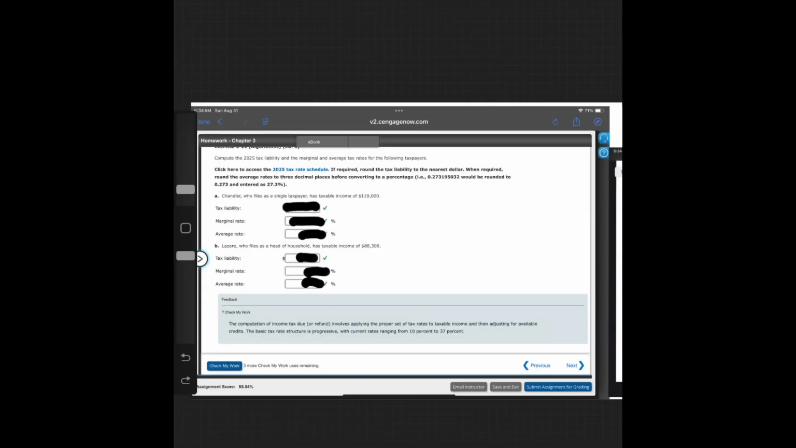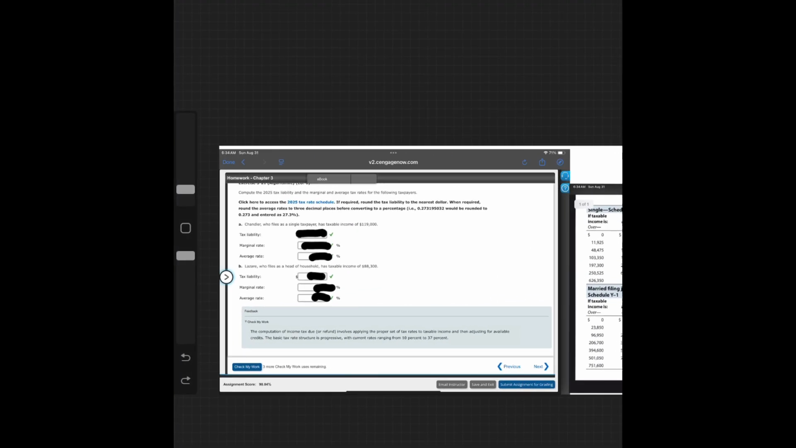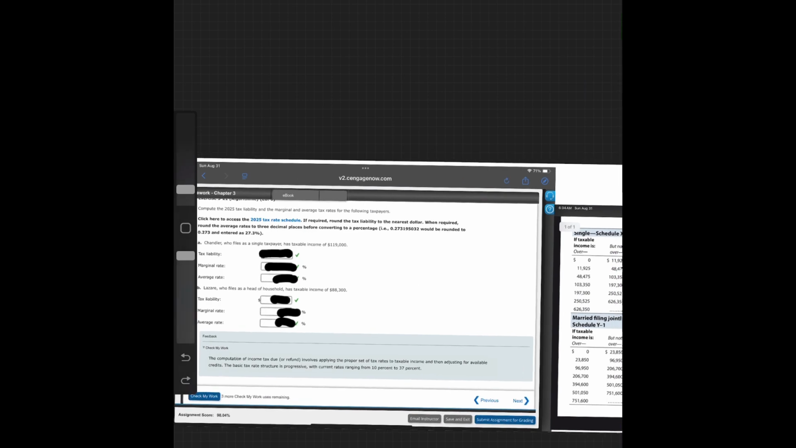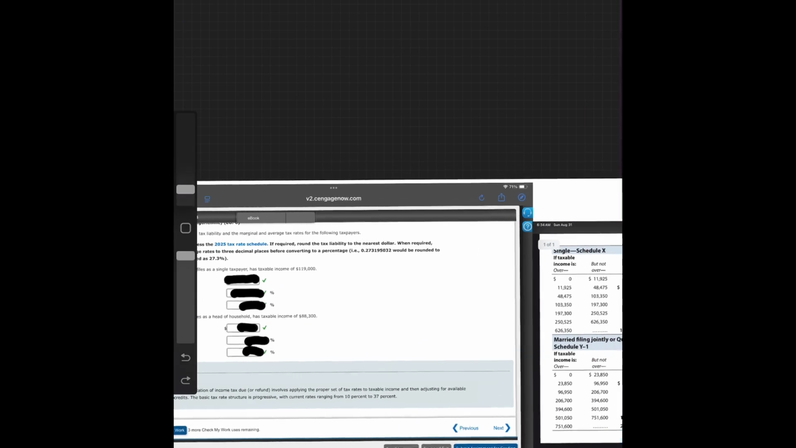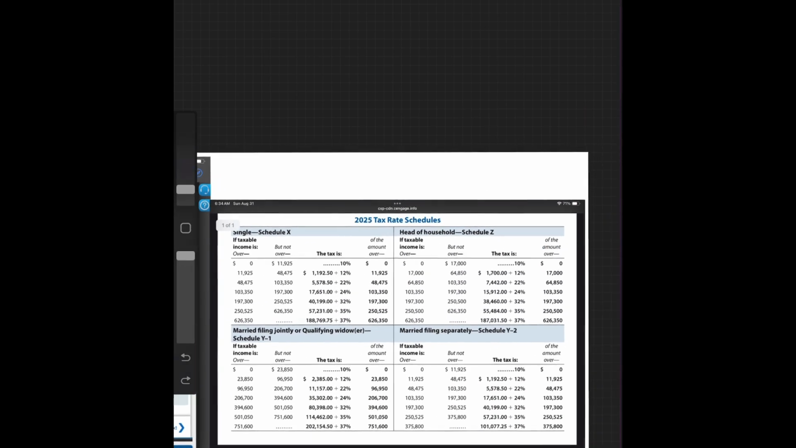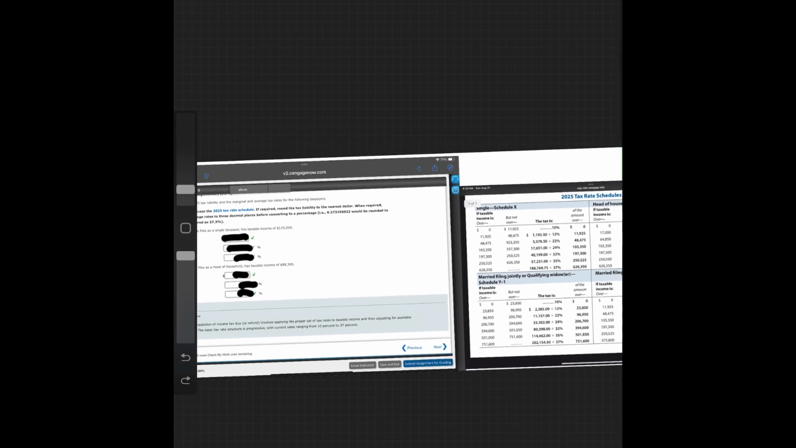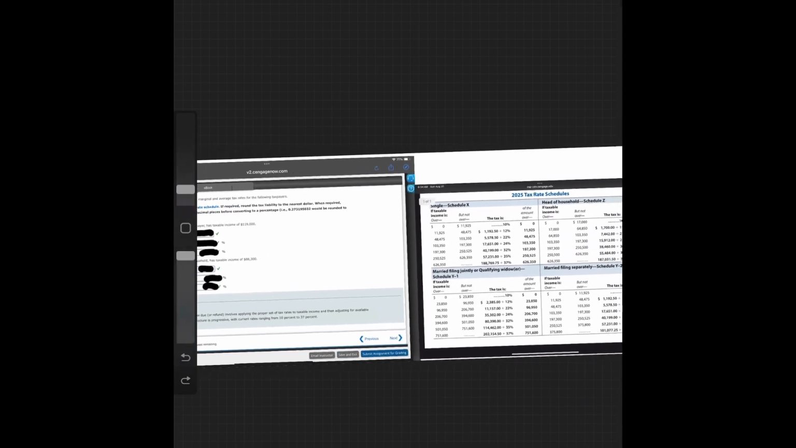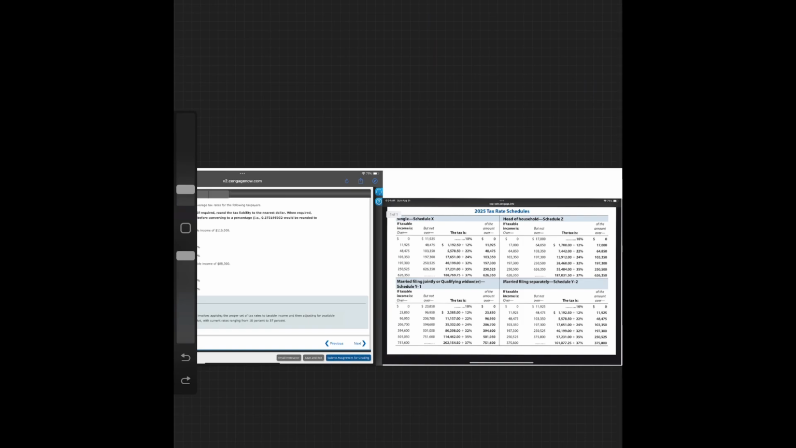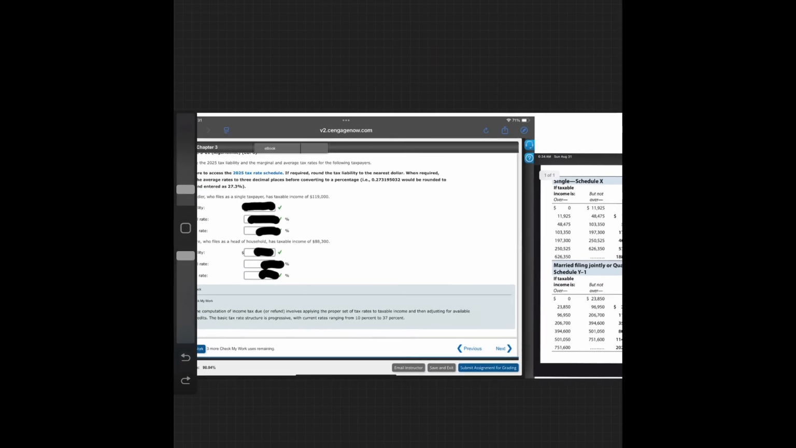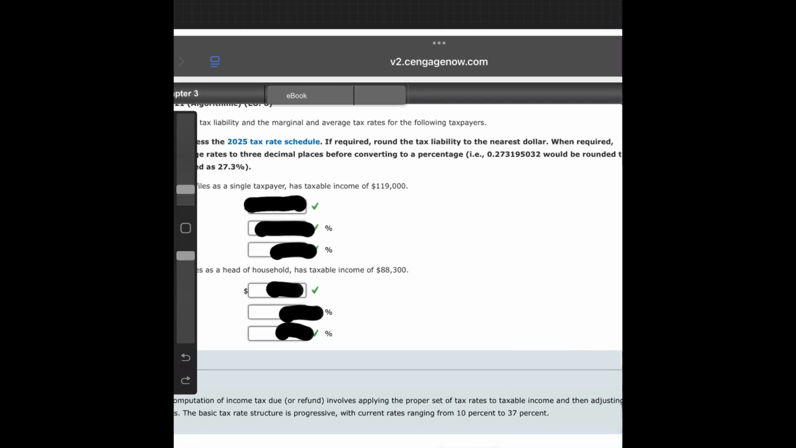Here's number 10. Let me zoom out a little bit. I know I cut off that little bit up there, but that should be all right. Okay, so here's the two thingies. Not sure if you can see it. I want to try and make that visible and that visible. So, all right, here's the thing.